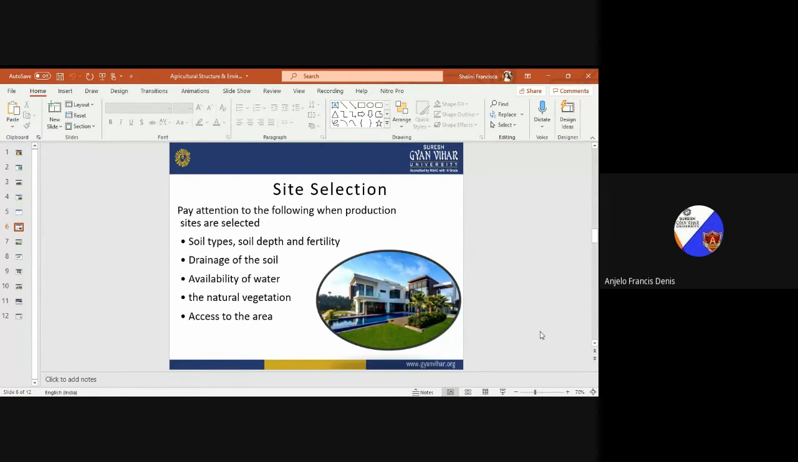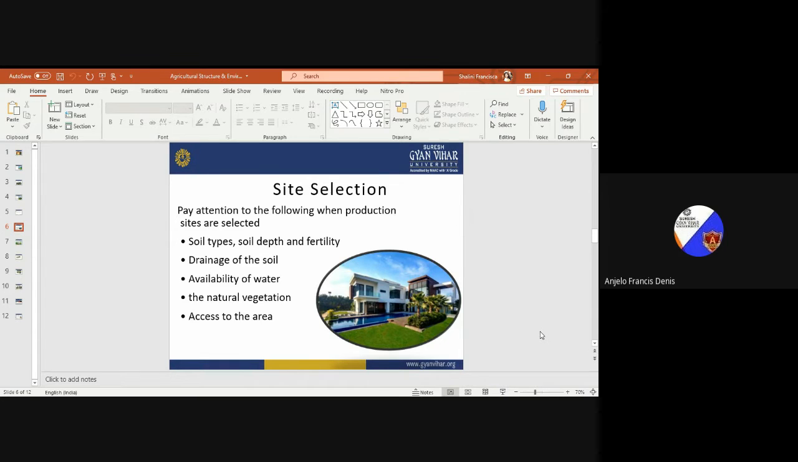So that is why for site selection we should consider the soil type, soil depth, fertility level, and drainage of the soil. Drainage of the soil is another important factor, and this is related to cultivation of crops. Availability of water is one of the most important parameters which should be considered while selecting any site, because depending on the availability of water, we will decide what crops or what activities have to be done in that area.